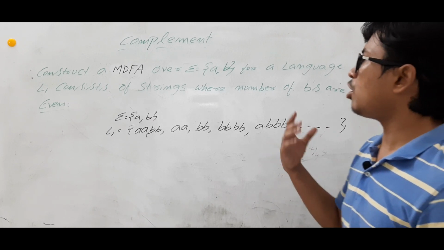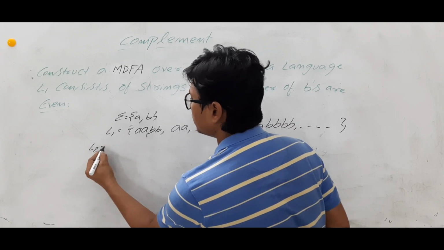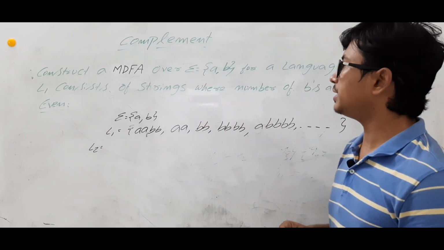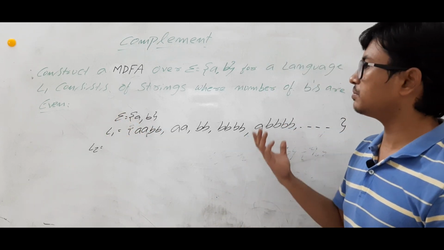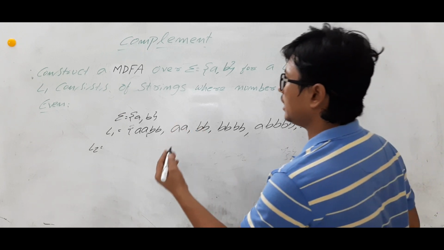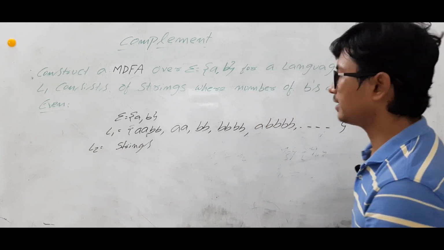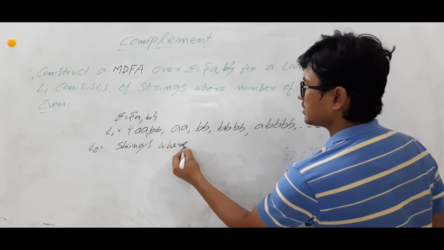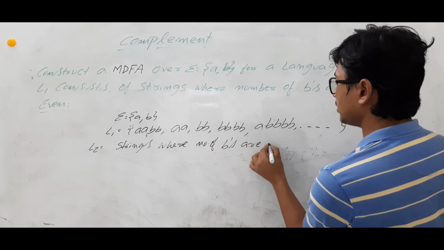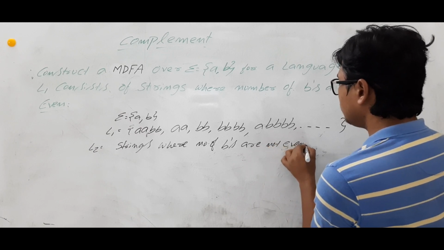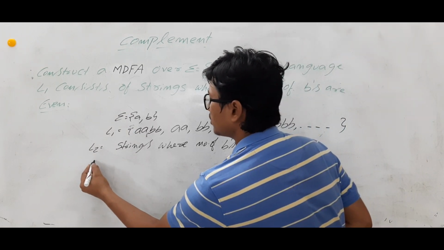Now, what is meant by the complement of the language? If I say L2 is the complement of the language, then I just add "not even", and it becomes the complement of the language. So how can I write it? L2 is a language consisting of strings where the number of B's is not even. What is meant by not even? If they are not even, they are odd.